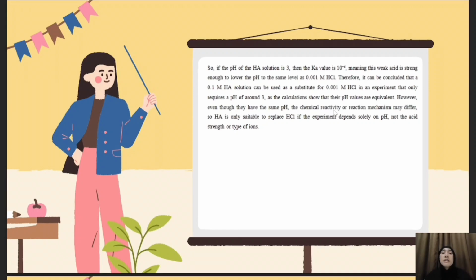However, even though they have the same pH, the chemical reactivity or reaction mechanism may differ. So, HA is only suitable to replace HCl if the experiment depends solely on pH, not acid strength or type of ions.